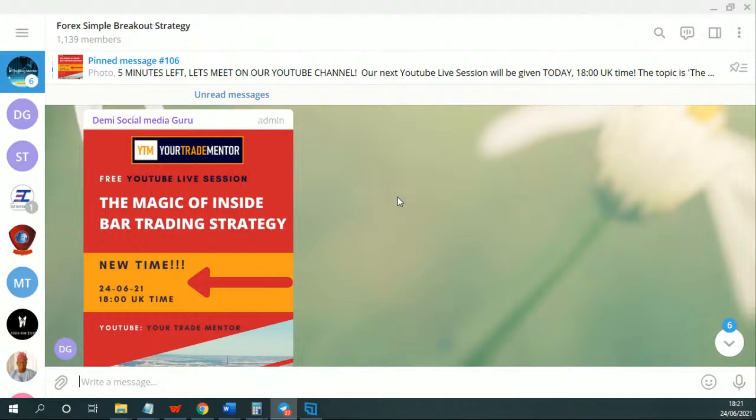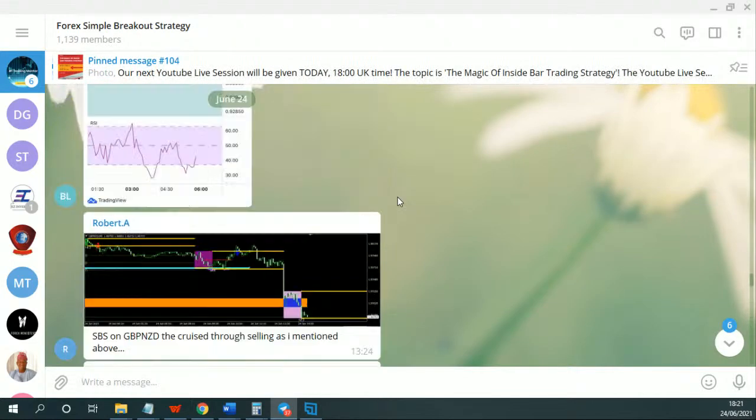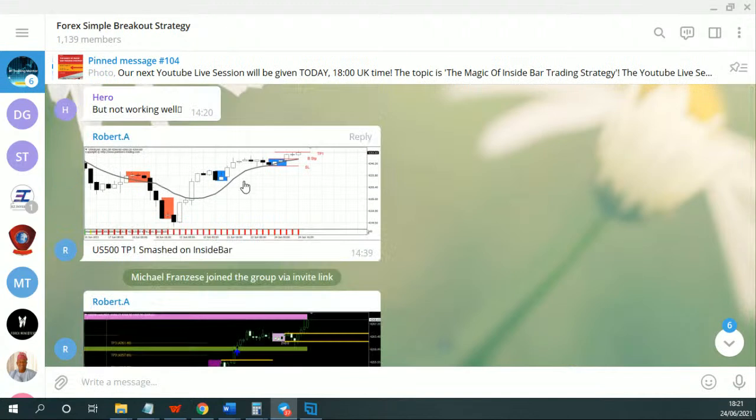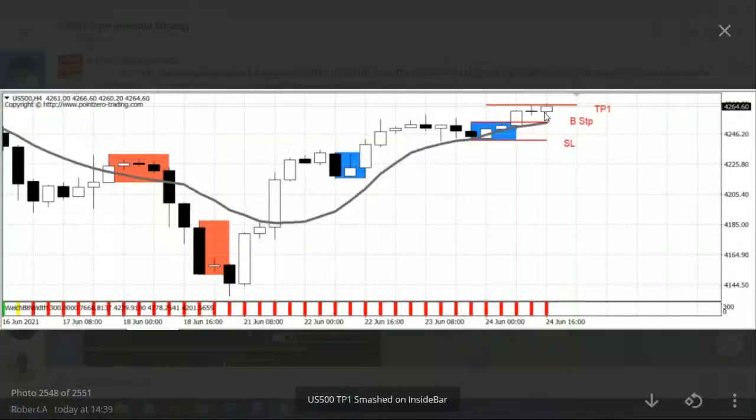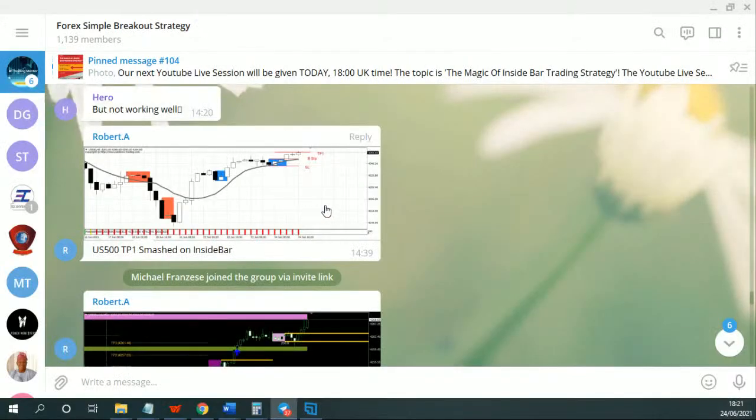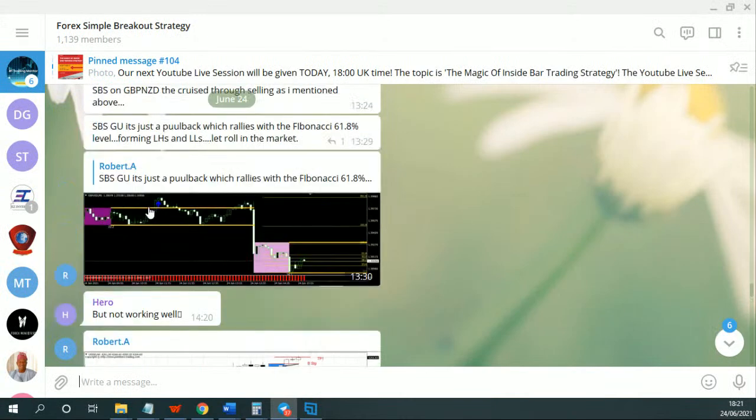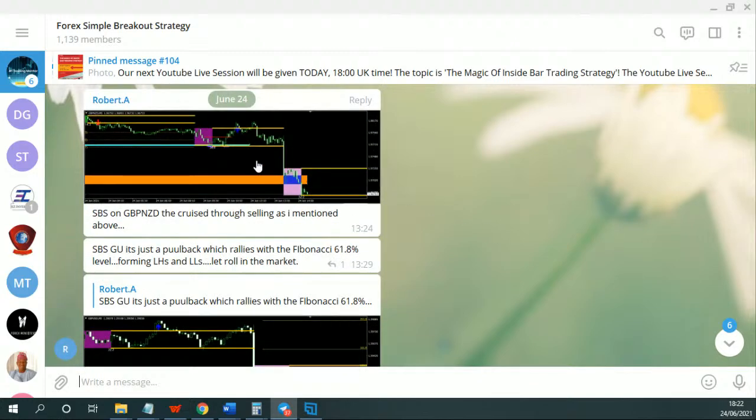And if you come to this, see, this one is the inside bar strategy that Robert placed today. Thank you, Robert, for doing that. Well done, good man. That is for US 500. So he's saying that the TP1 smashed, which means that TP1 has been cleared. Okay, someone else, I think it's Robert as well, is showing this is the SBS strategy. You that were asking for the SBS strategy, that is the SBS strategy. Also, that is the SBS strategy.